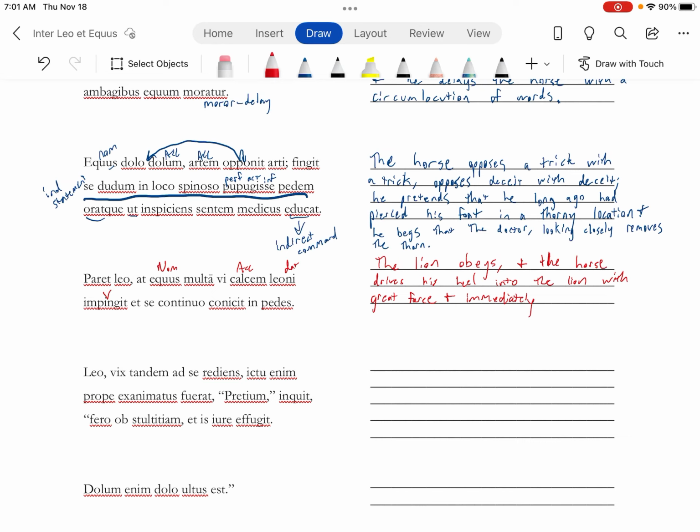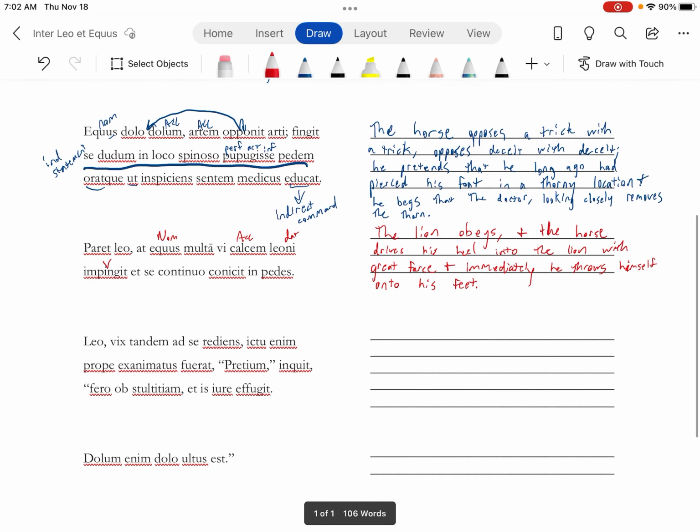And this is some weird phrasing: quinquefertur. And he throws himself onto his feet. And we would say he jumps back on his feet. And so basically, the horse takes off.